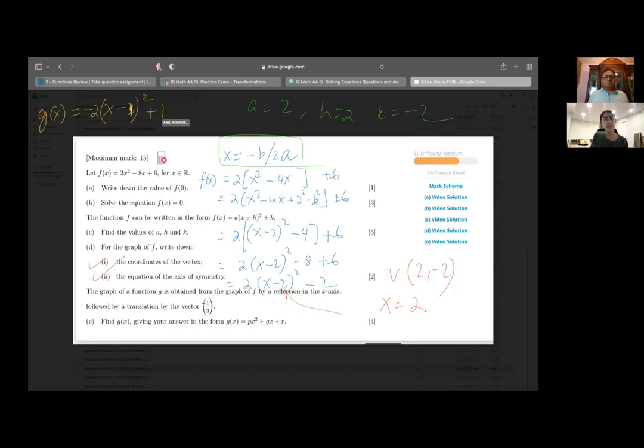Is it not minus 3? No, because you're moving 1 unit to the right. So when you move 1 unit to the right, it is minus 1. Yeah, minus 3. Correct. Because we go minus 2 minus 1, right? Yeah, 1 unit to the right.